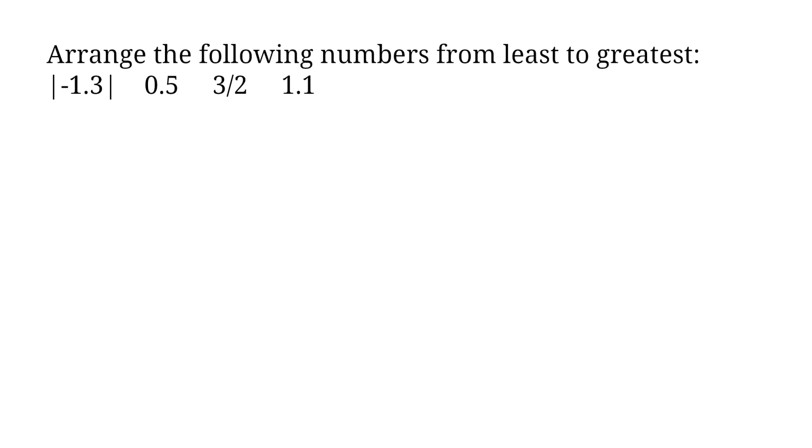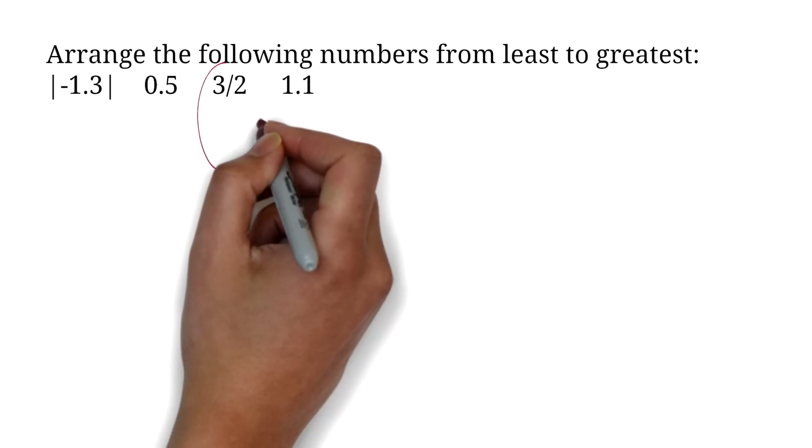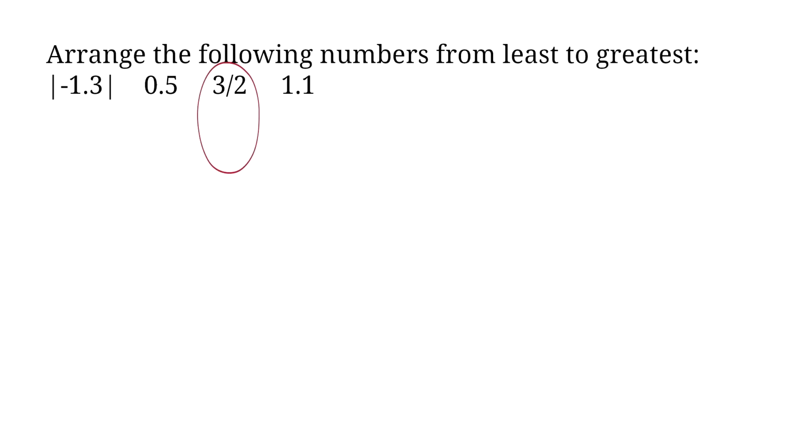Arrange the following numbers from least to greatest. Absolute value of -1.3, 0.5, 3/2, and 1.1. For this question, the best way will be to make everything a decimal and compare the decimals. The only value that is not in the decimal form is 3/2. 3/2 is the same as 1.5. We just divided the 3 by the 2.